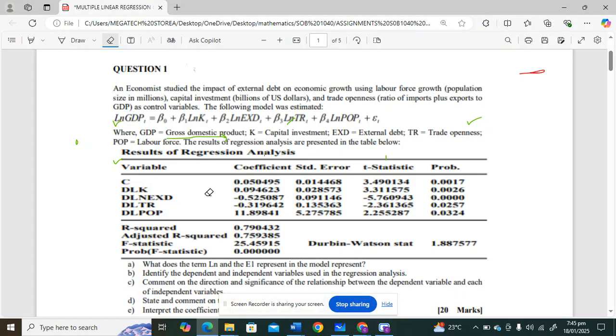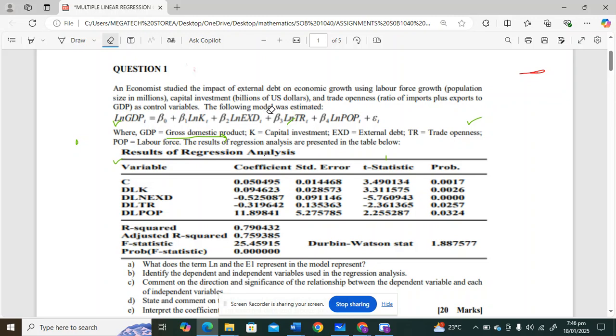capital investment, external debt, trade openness, and the labor force. All right, we're trying to see the relationship with GDP and these factors. We're evaluating this relationship through this equation. Okay, colleagues? Multiple linear regression, you're just showing the relationship of certain variables using a linear equation.